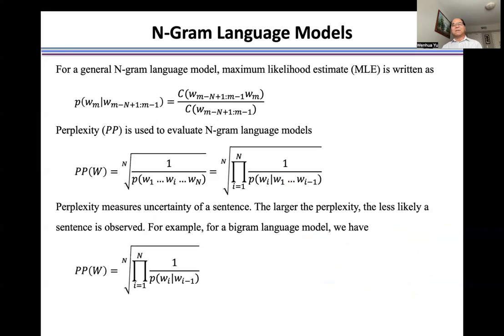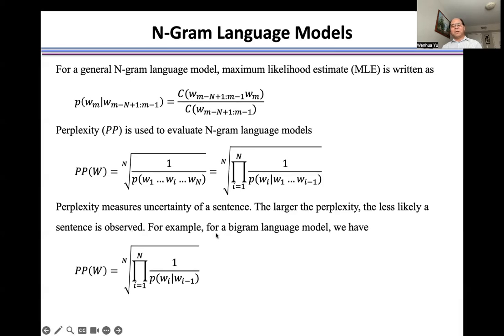We don't use the maximum likelihood estimate to evaluate N-gram language models. Instead, we use perplexity to evaluate N-gram language models. Here, perplexity is defined by the joint probability of the sentence, and then we can further simplify it to the product of the conditional probabilities. Perplexity measures the uncertainty of a sentence. The larger the perplexity, the less likely a sentence is observed.